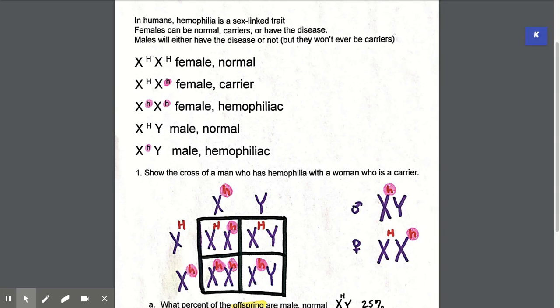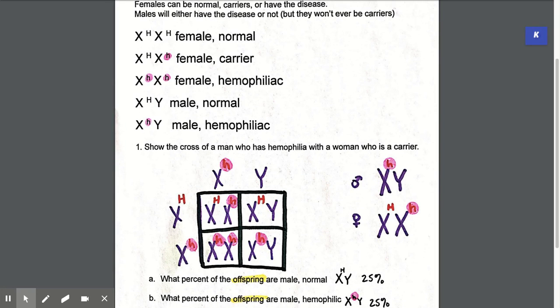In this next female here, we see two little h's. And these little h's, I highlighted them in pink here. Those are unfortunately the bad copies that indicate the diseased chromosome. So because this female has two bad copies, she unfortunately has hemophilia or is a hemophiliac.